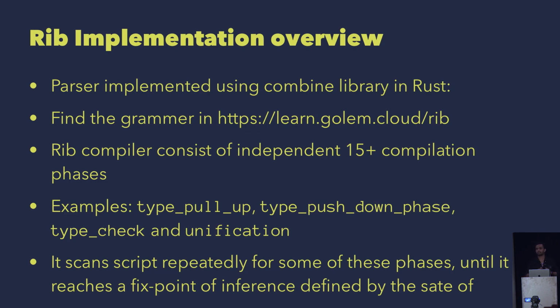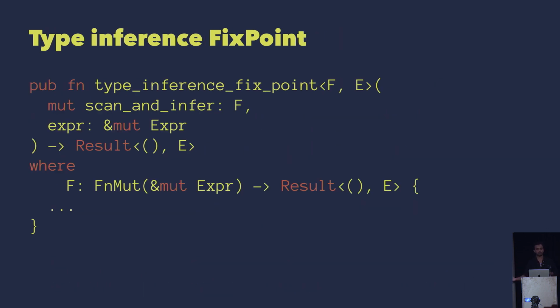This has got 15 plus compilation phases that are completely independent, of which some of them are important phases that run multiple times. It scans this code base or a script to and fro until it reaches a fixed point, where a fixed point of the inference is defined by the fact that you're trying to accumulate the types as much as possible, but more and more accumulation doesn't change the meaning anymore. And in fact, that's exactly how we are implementing it. This is actually a snippet from the RIP implementation. We are running that function, scan and infer is actually the inference, and I'm running it forever until it reaches the fixed point.